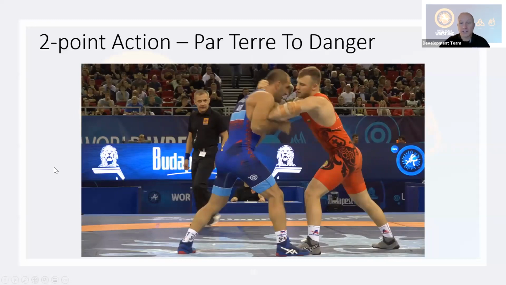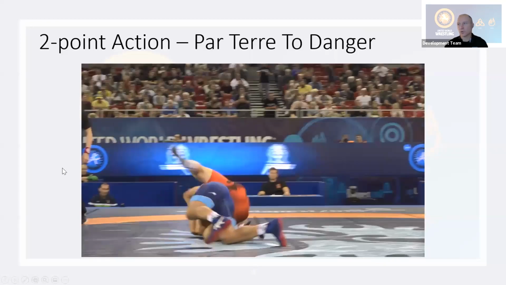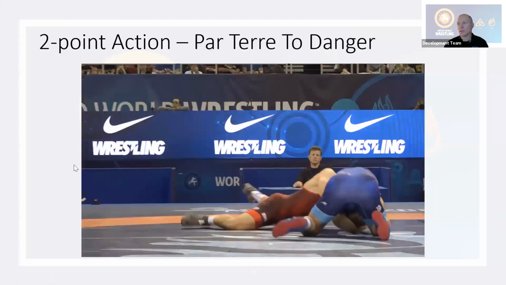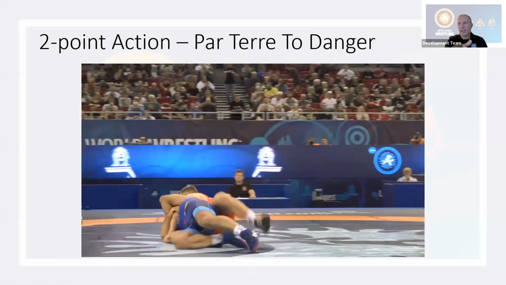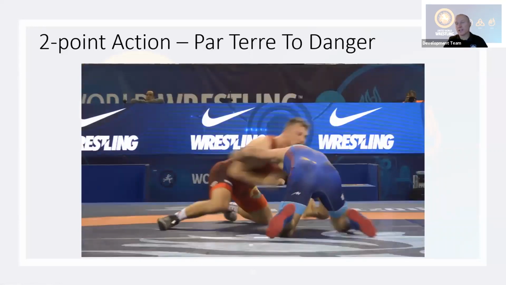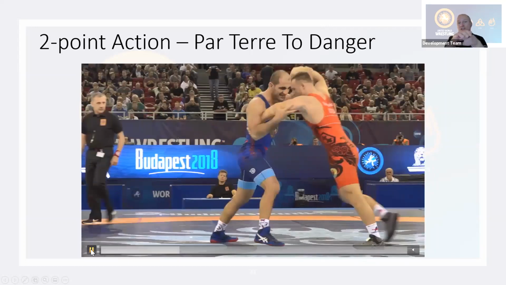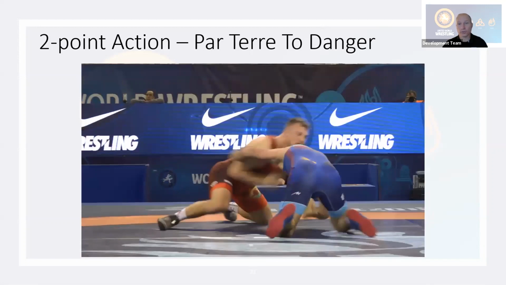Here's another 2-point action. What's interesting about this is this action actually starts standing, and then they go to par terre. And then the second action that occurs here is what scores. So blue makes a really nice action, but they go to par terre first. And then blue has to do a second action by running his feet and popping him over. In this situation, this is going to be considered going from par terre to danger because the action went down first and then drove, and then took them over. So in this case, this would be 2 points for blue.